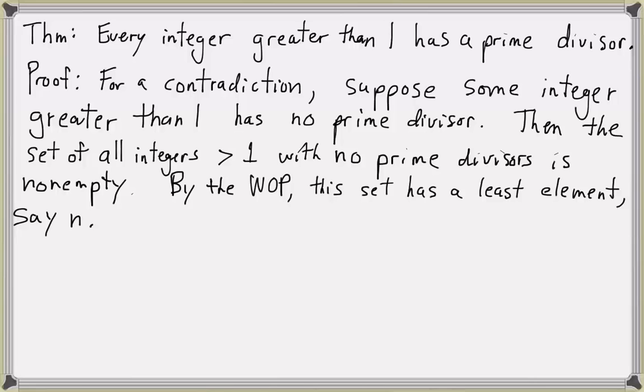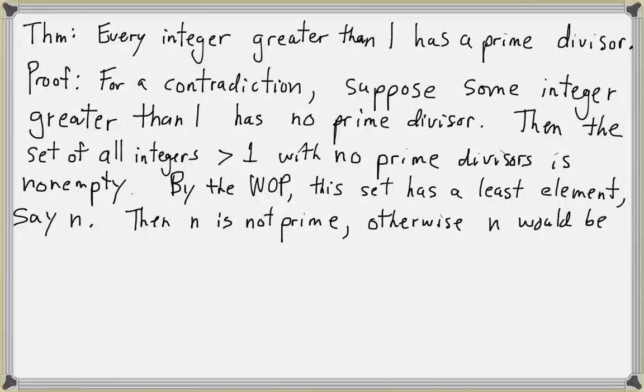Well, clearly n can't be prime. Why? Well, n divides itself, and so if n were prime, then n would have a prime divisor. So n is not prime. Otherwise, n would be a prime divisor of itself. So n must be composite.